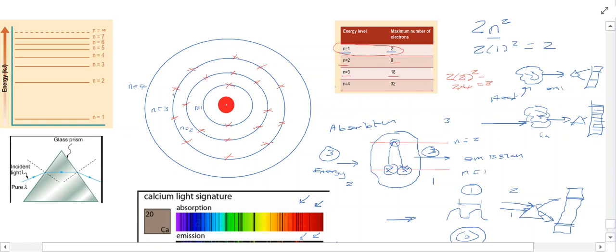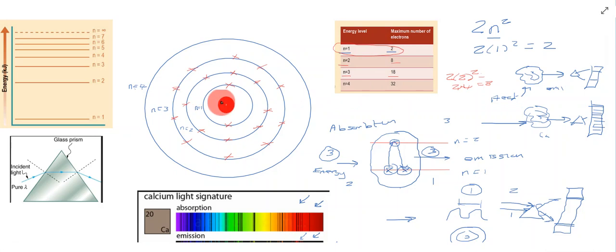Okay, now what's going to happen? So imagine then you have energy that's coming in. Based on this simple formula, this will give you the arrangement of, or it gives you the limit, let's say, in relation to how many electrons can be in each of these energy levels.